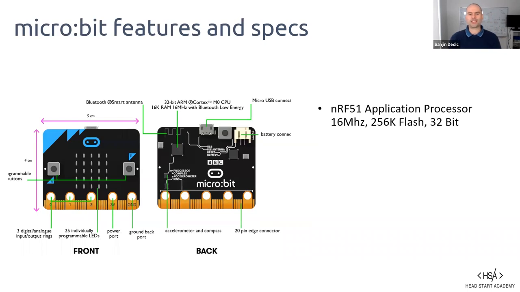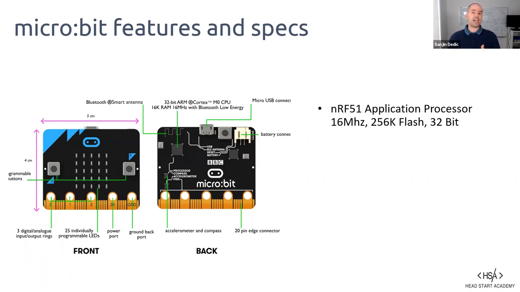Now, here are some specs for techie people. It has a processor that's 16 megahertz, 256K flash, and 32-bit. Now, 256K flash is less than a megabyte of memory. 16 megahertz, like if you've got a decent PC like myself, you've probably got something like 4 gigahertz, 8 cores, and whatnot. So this is about 1,000 times less than a fancy PC.